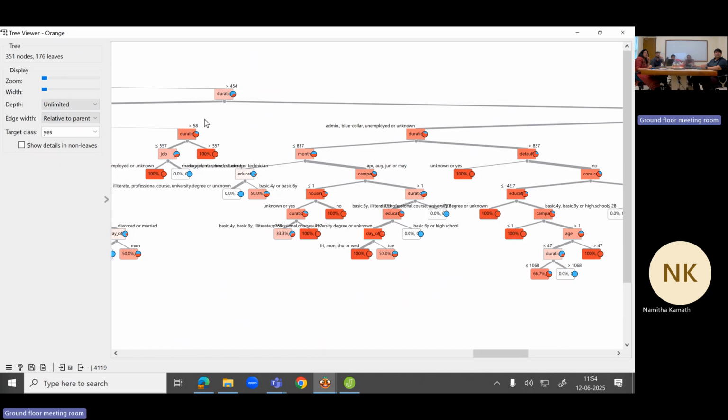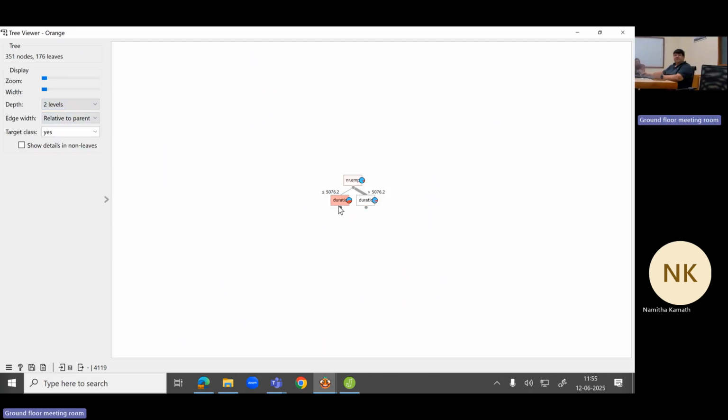So for different cases, it will draw this tree. It's good for explaining. Because you take the depth, so unlimited to limited. Suppose you make it only 2 levels. Then you can see that duration is something that is mattering. If you increase it to 3 levels, then you know what other things might come.